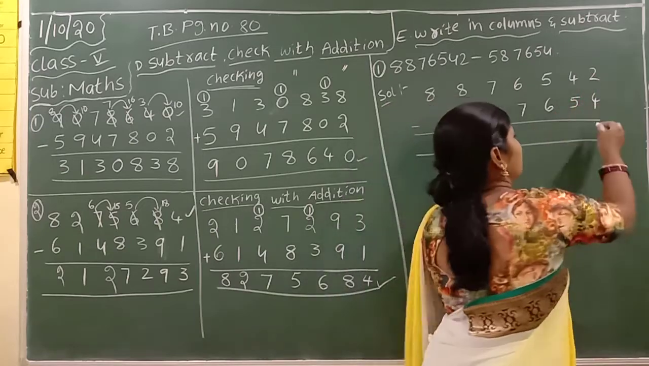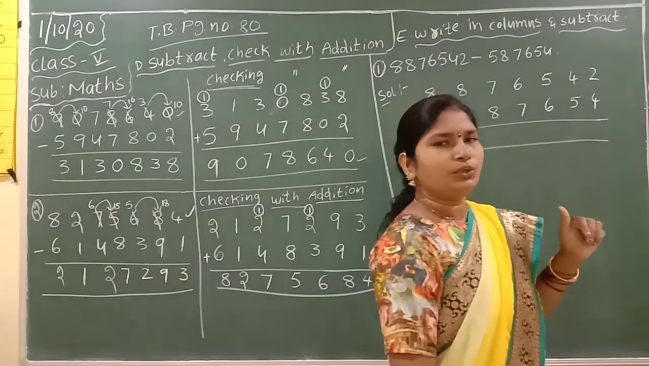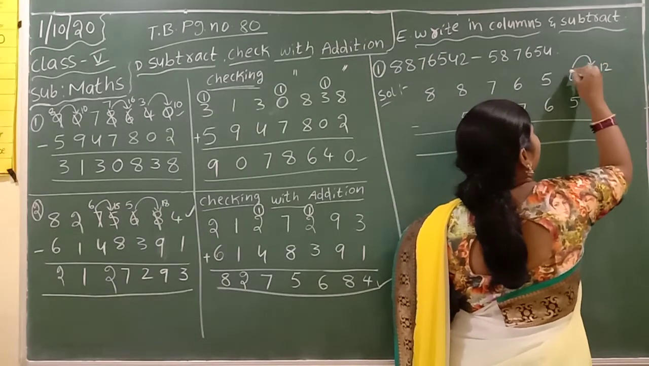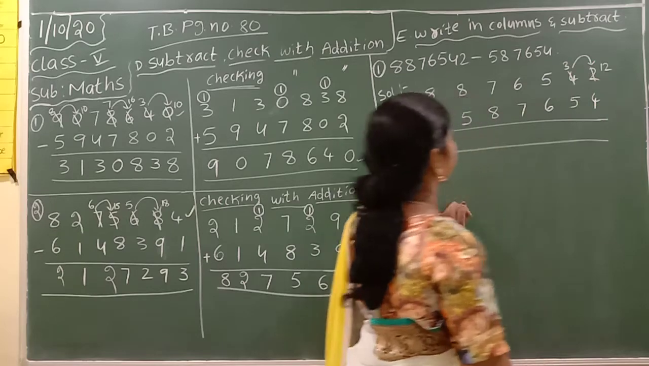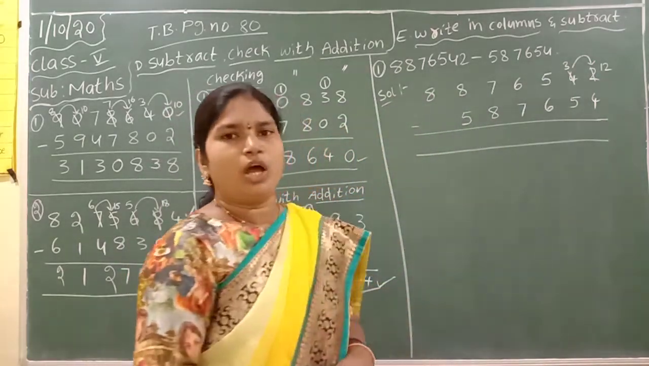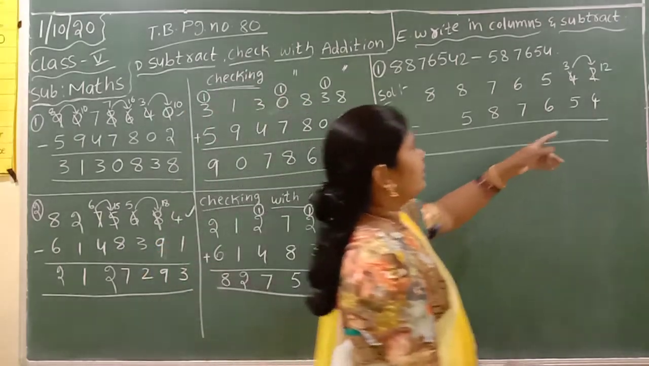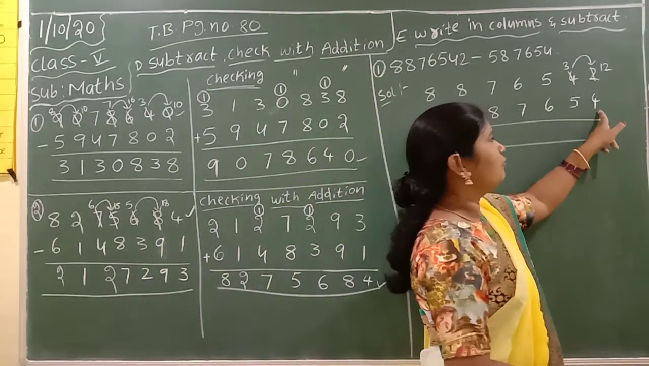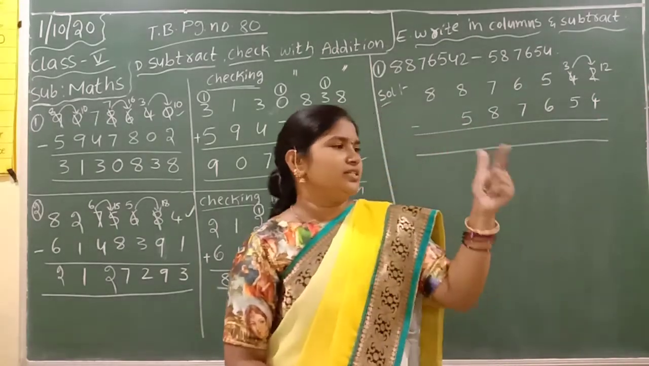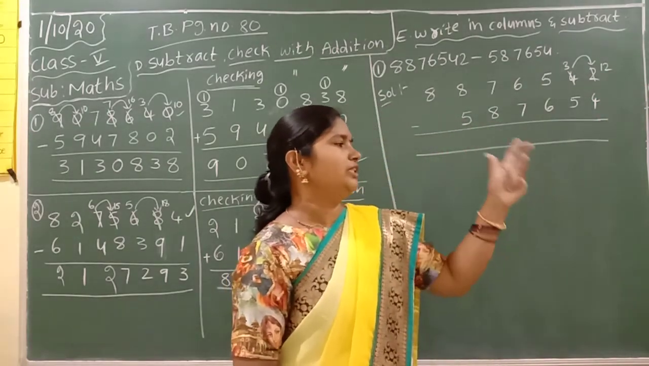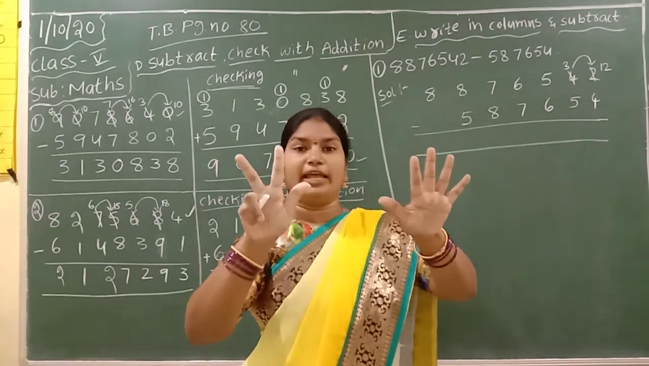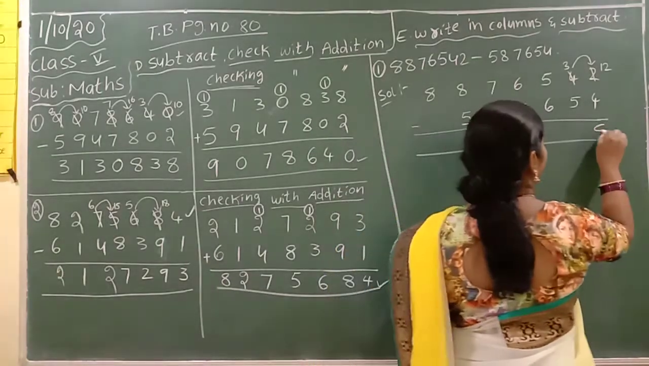2 minus 4 is possible? No. It means I have to borrow. Means 12, and this becomes 3. So 12 minus 4, how much? Count up from 4 after 2 up to 12: 4 after 5, 6, 7, 8, 9, 10, 11, 12. Total 8. 8 is remaining.